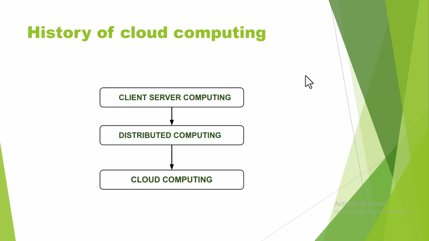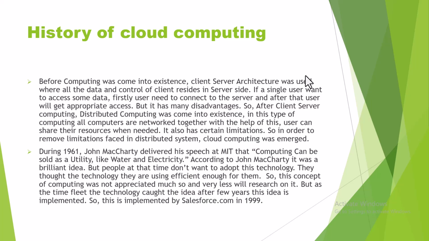Then what is the history of cloud computing? First came client server computing, then distributed computing, and then cloud computing. Before cloud computing came into existence, client server architecture was used, where all data and control of the client reside on the server side. If a user wants to access some data, firstly the user needs to connect to the server, and after that the user will get appropriate access. But it has many disadvantages.